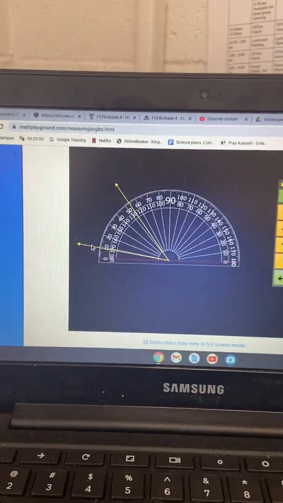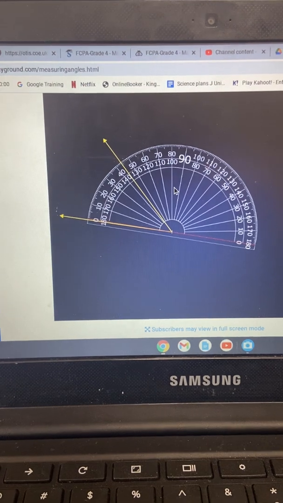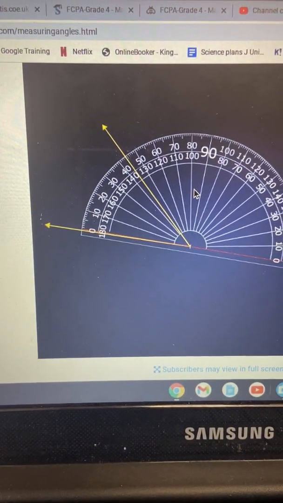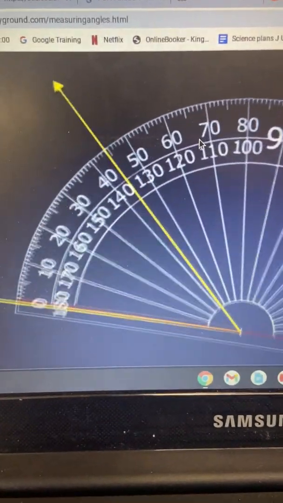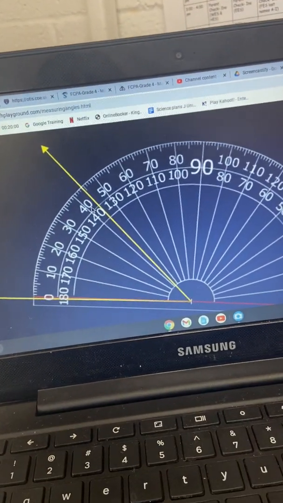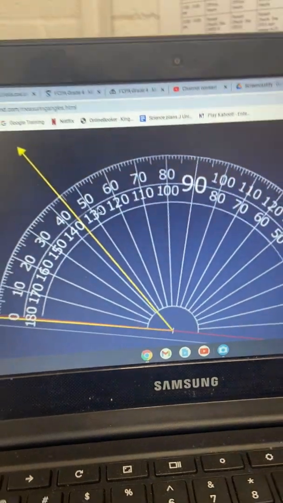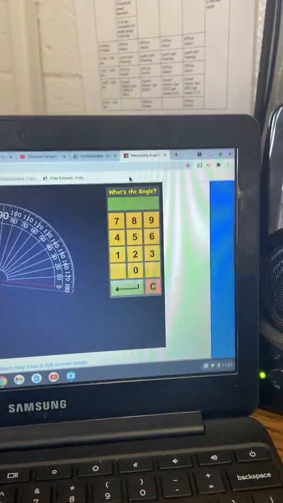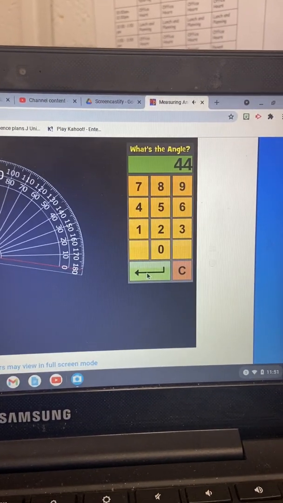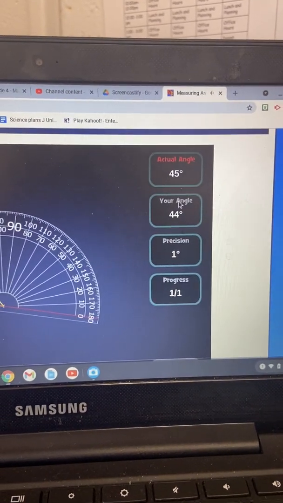Now here's what's important. I know that this angle, it shows me that this angle is here. So I need to turn my protractor so that my red line is on one of my rays. So now I'm going to look. My red line's on my ray, so now I know it's an acute angle, so I'm going to be looking at my smaller numbers. I'm going to say 41, 42, 43. I'm going to say that that angle is right at 44 degrees. So I'm going to come over here, type 44, and it says the angle was actually 45.